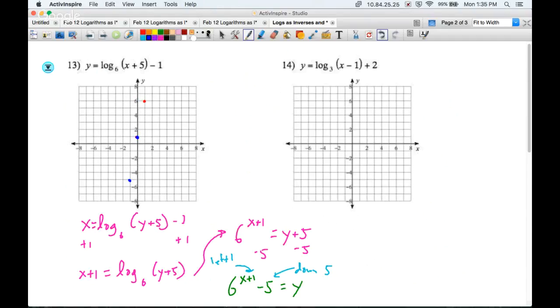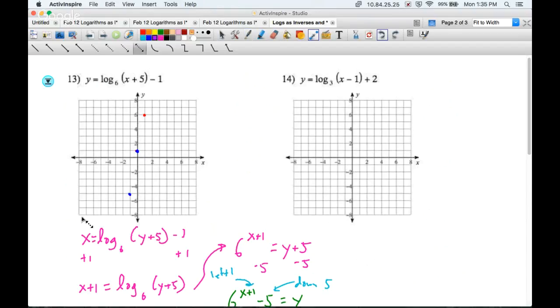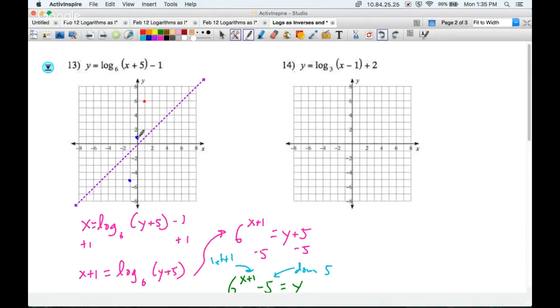And now let's flip those points over our 45-degree angle line. So the point 0, 1 is going to become 1, 0. -1, -5 becomes -5, -1. And then this graph, which used to have the inverse, has got a horizontal asymptote at y equals -6. Now the inverse is going to have a vertical asymptote at x equals -6.